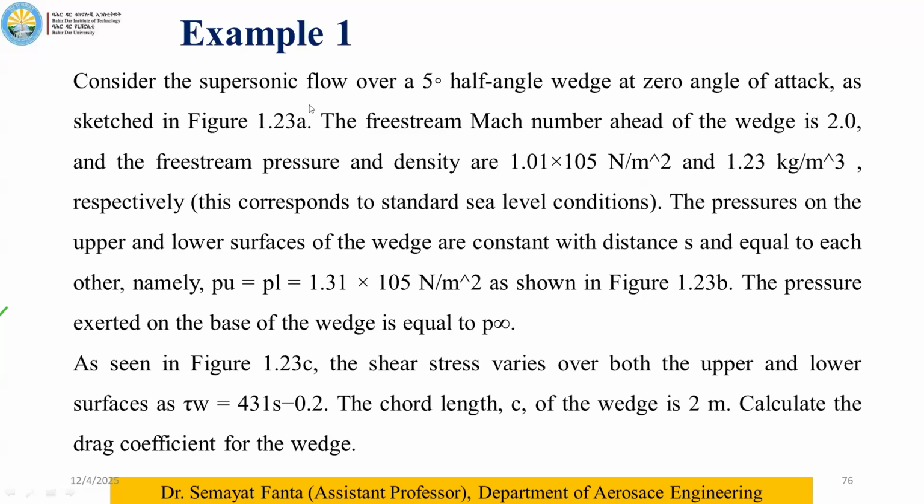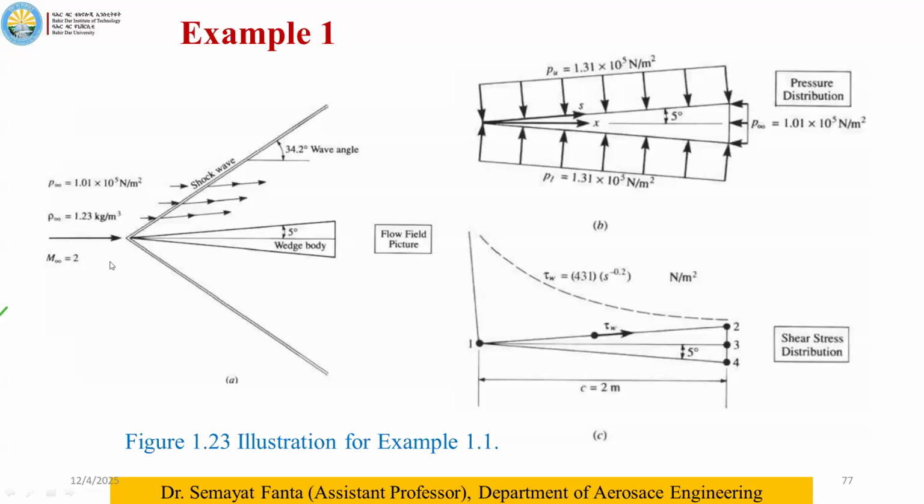Now, once we understand this, let's see an example. Consider the supersonic flow over a 5 degree half angle wedge. This is the half angle wedge here. Yeah, you can see here, this is a wedge. And as I told you, in supersonic flow there is an attached shock wave here. So this is the shock wave in the supersonic flow, and this is the body of the wedge. The half angle is 5 degrees here.